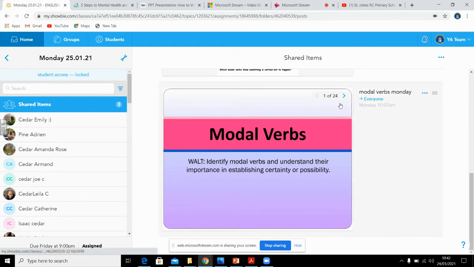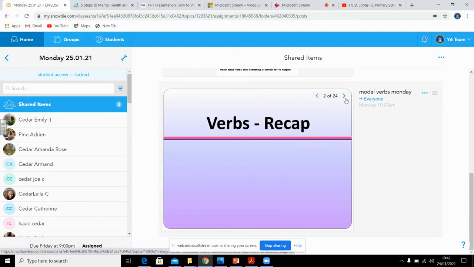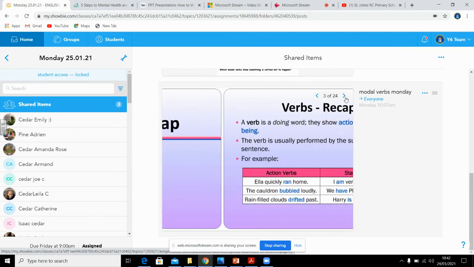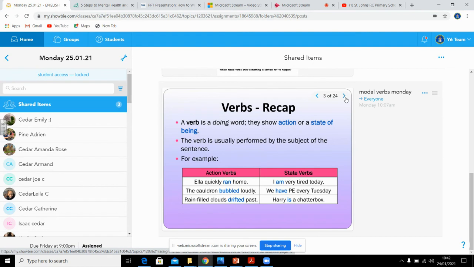So, let's have a look. It says, what are verbs? Just pause this and write for me what a verb is. When you've unpaused it, you will find out that a verb is a doing word. It shows an action or a state of being.